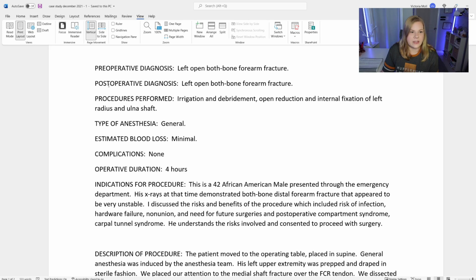In this case, we can see our pre-op and post-op are both the same. It says left open both bone forearm fracture. So do you remember what bones we have in our forearm? It's our radius and ulna, and you can see that also documented here, the radius and ulna shaft. So the procedure that's planned and was performed was irrigation and debridement, open reduction, and internal fixation of left radius and ulna shaft. The patient had general anesthesia. The estimated blood loss was minimal, no complications. They had a 4-hour duration.